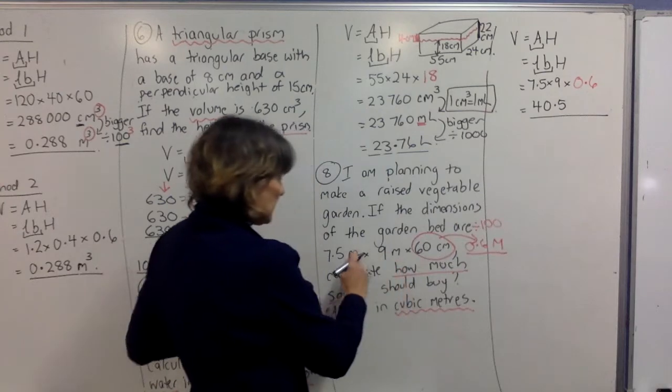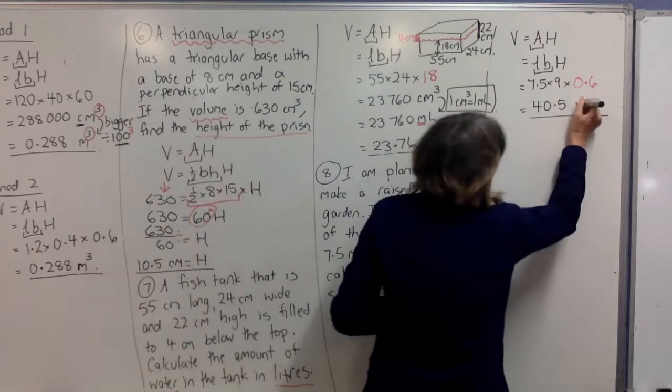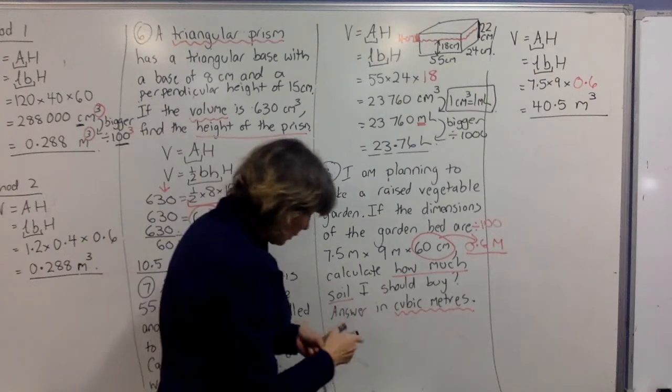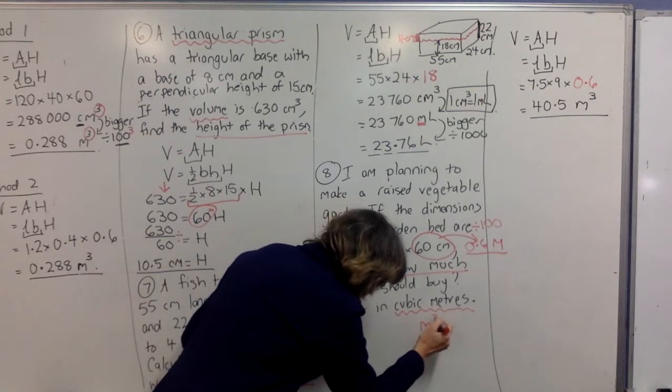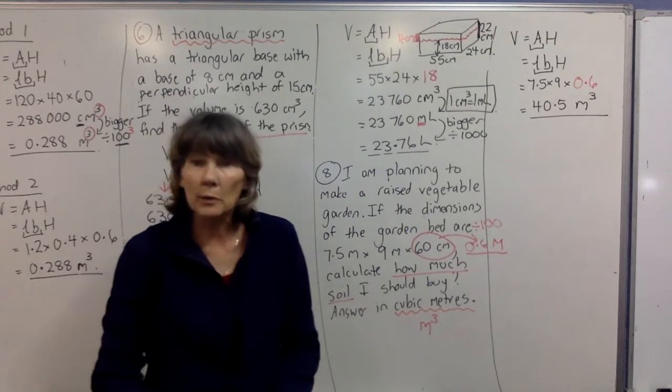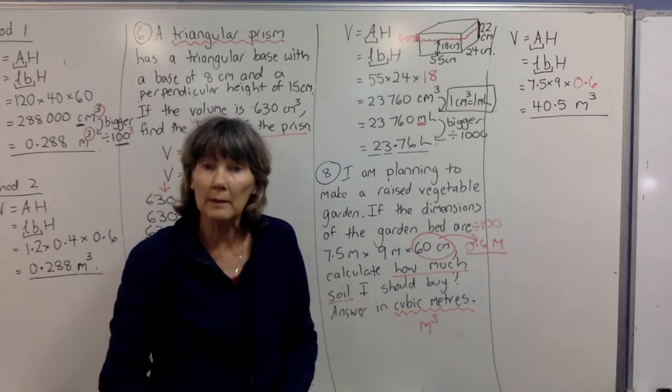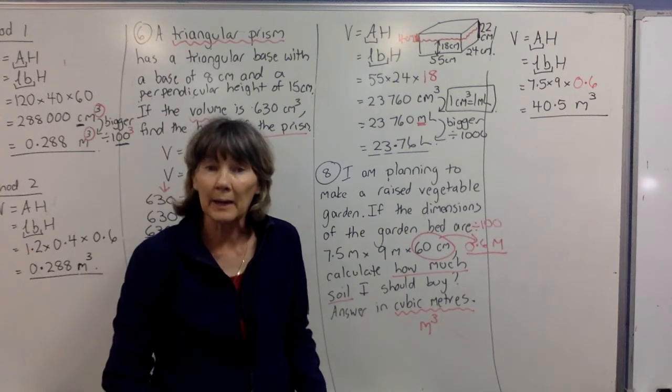Because I put all the numbers in metres, it's in metres cubed for the volume. And that's what they wanted. Remember, cubic metres is metres cubed. And then you will just order what you needed, and it will turn up, and you could just fill the vegetable garden bed and start planting your vegetables.